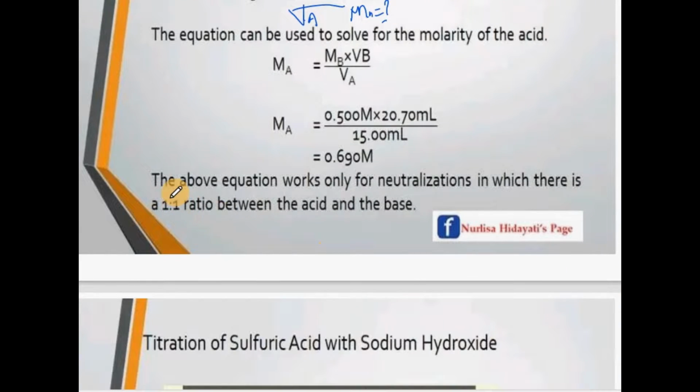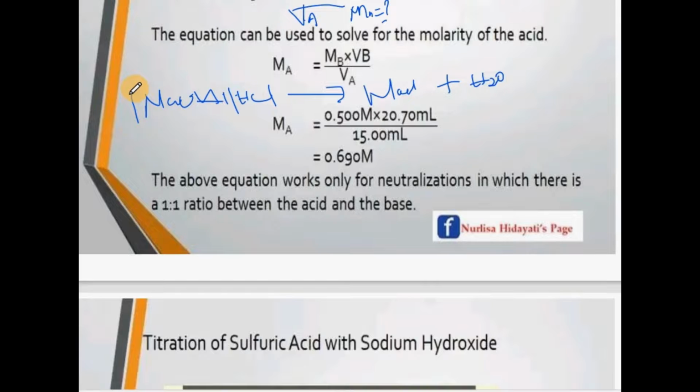Now bear in mind, the above equation works only for neutralization reactions in which there is a 1:1 stoichiometric coefficient ratio between the acid and the base. So when you put the equation together, sodium hydroxide plus HCl, this neutralization reaction gives you sodium chloride plus water. So this is a typical neutralization reaction. The stoichiometric coefficient here is 1 and that here is 1.